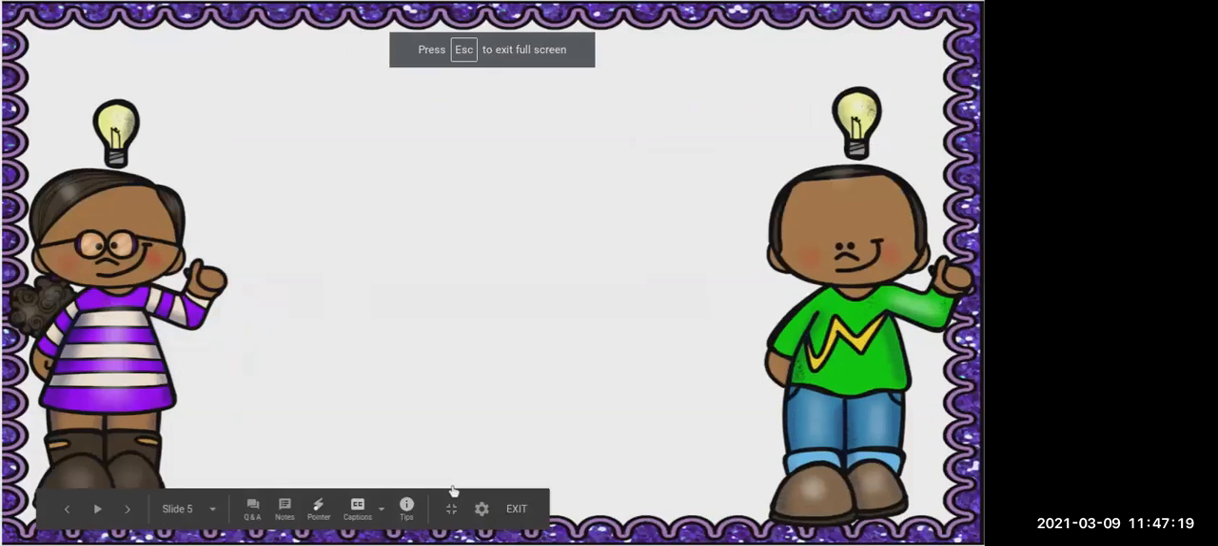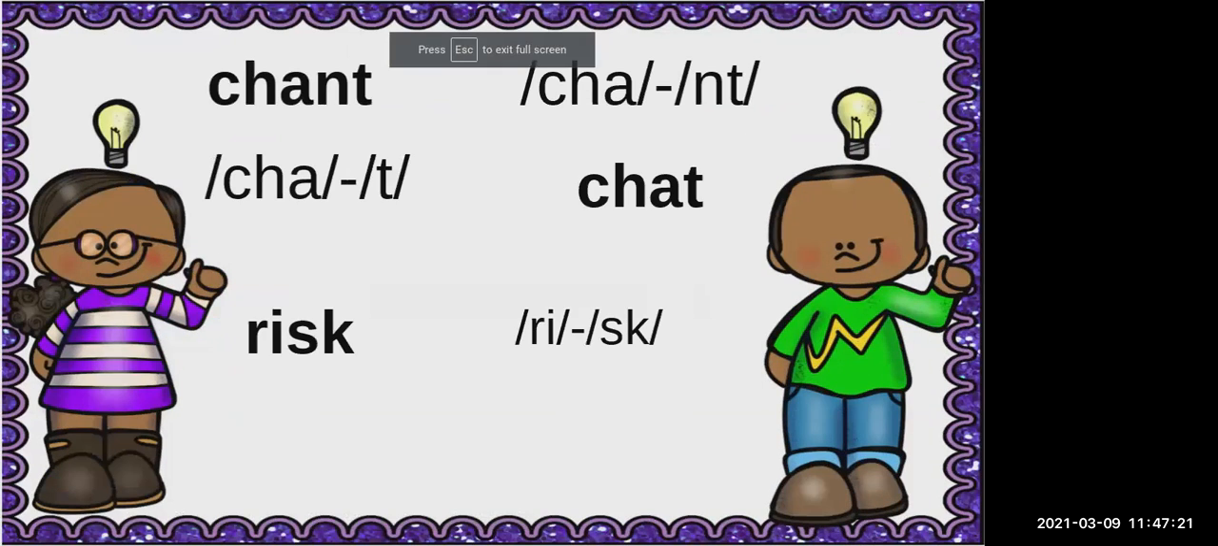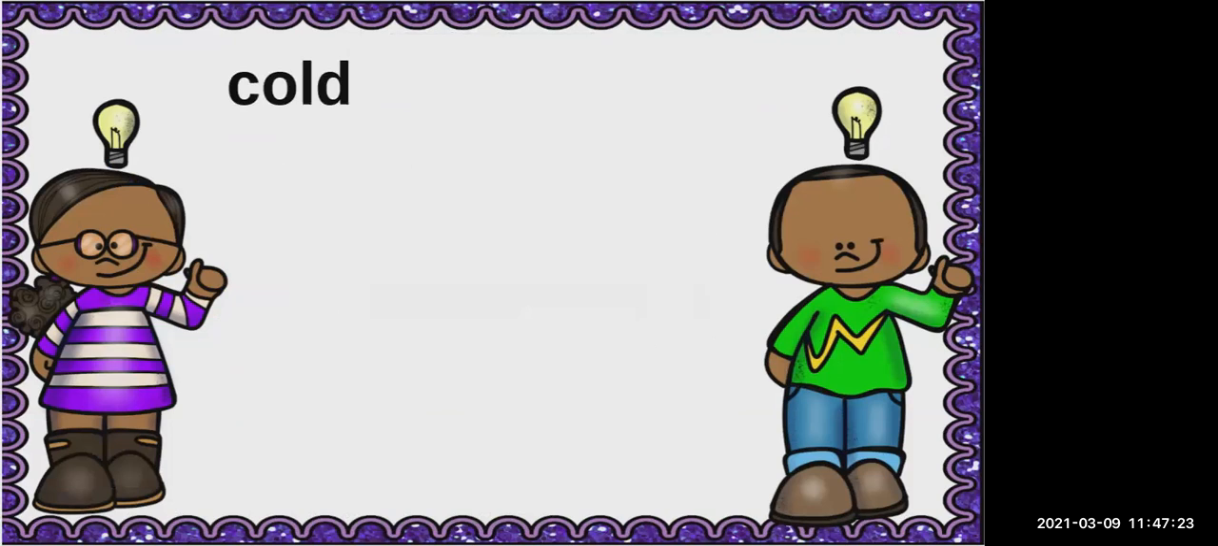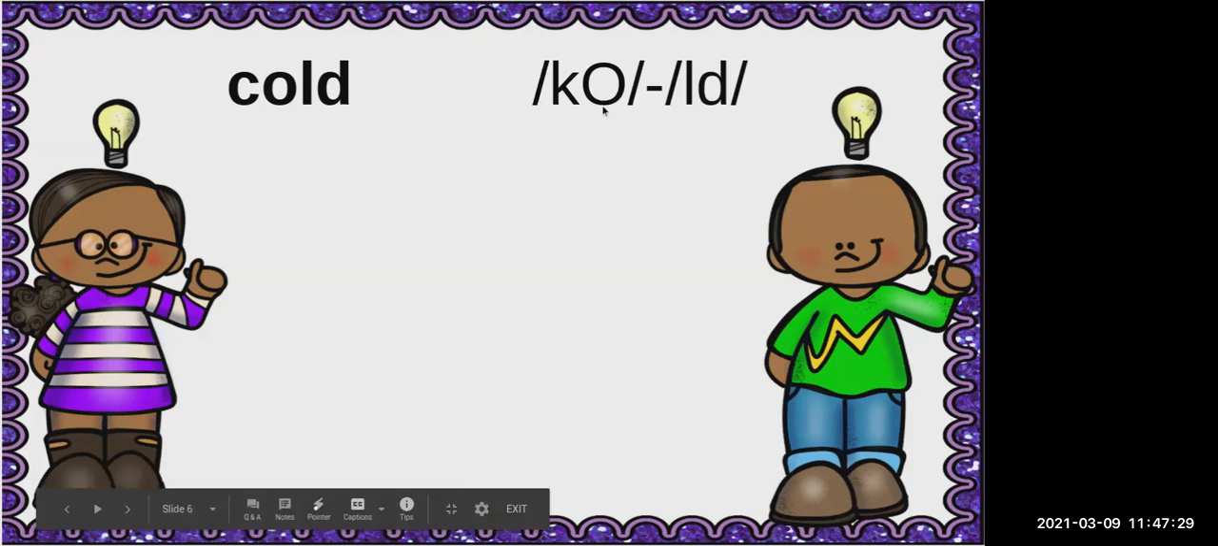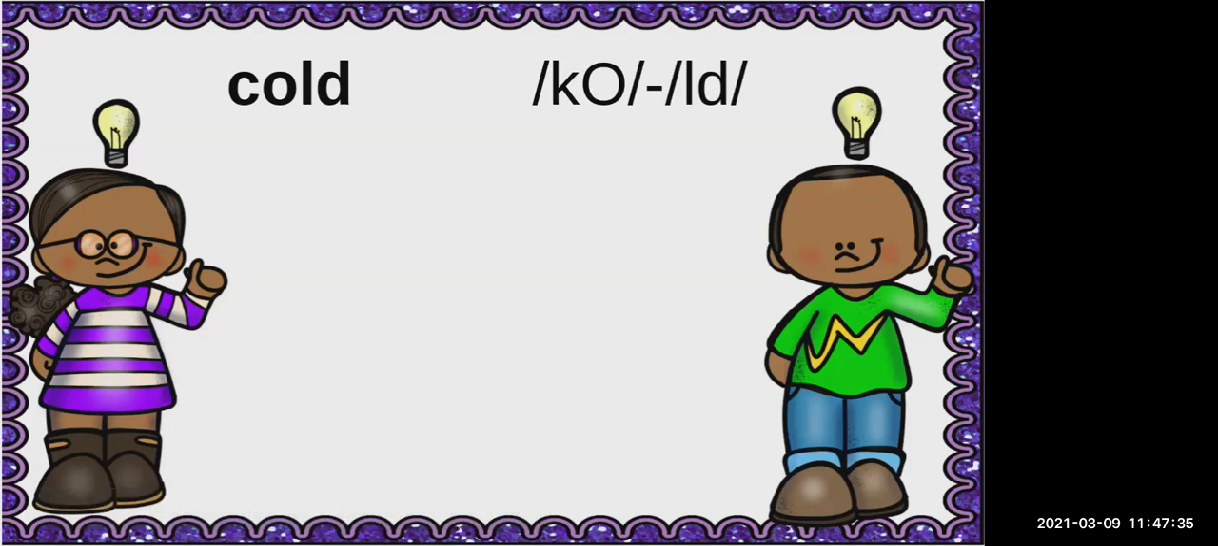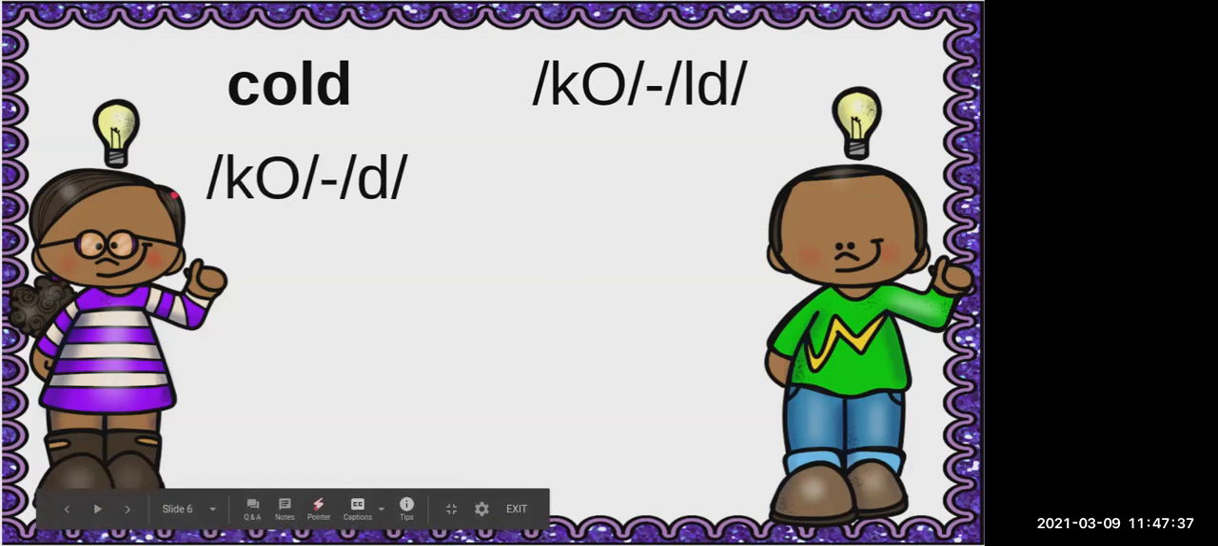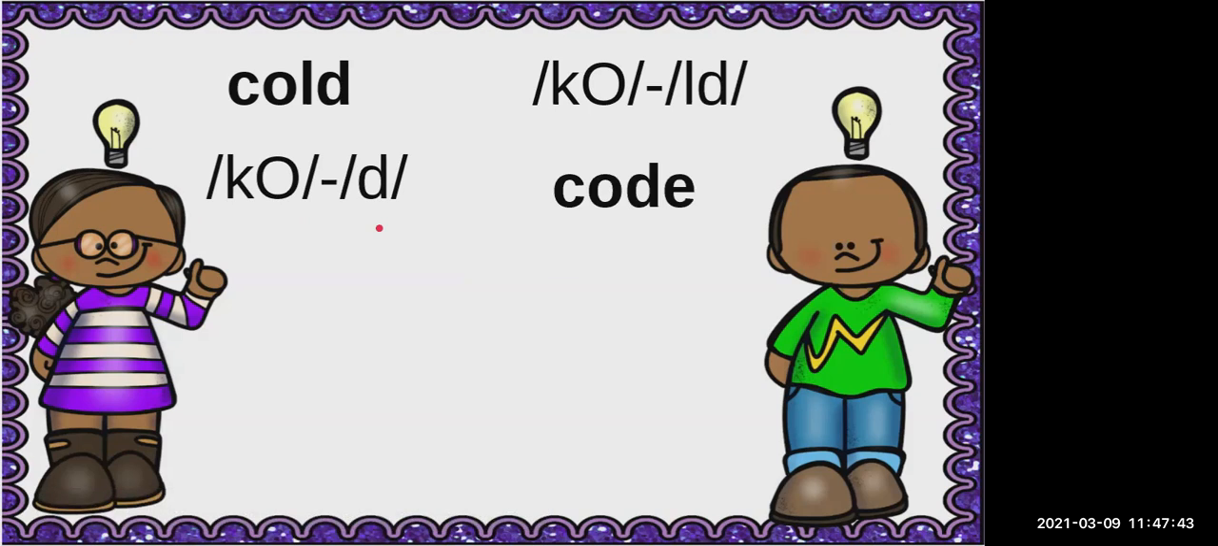All right, so our next word is cold. Cold. If we break that apart, we have old. Old is the blend. We're going to get rid of the first sound of the blend. So now we just have code. What is the new word on the curve? Code is the new word on the curve.